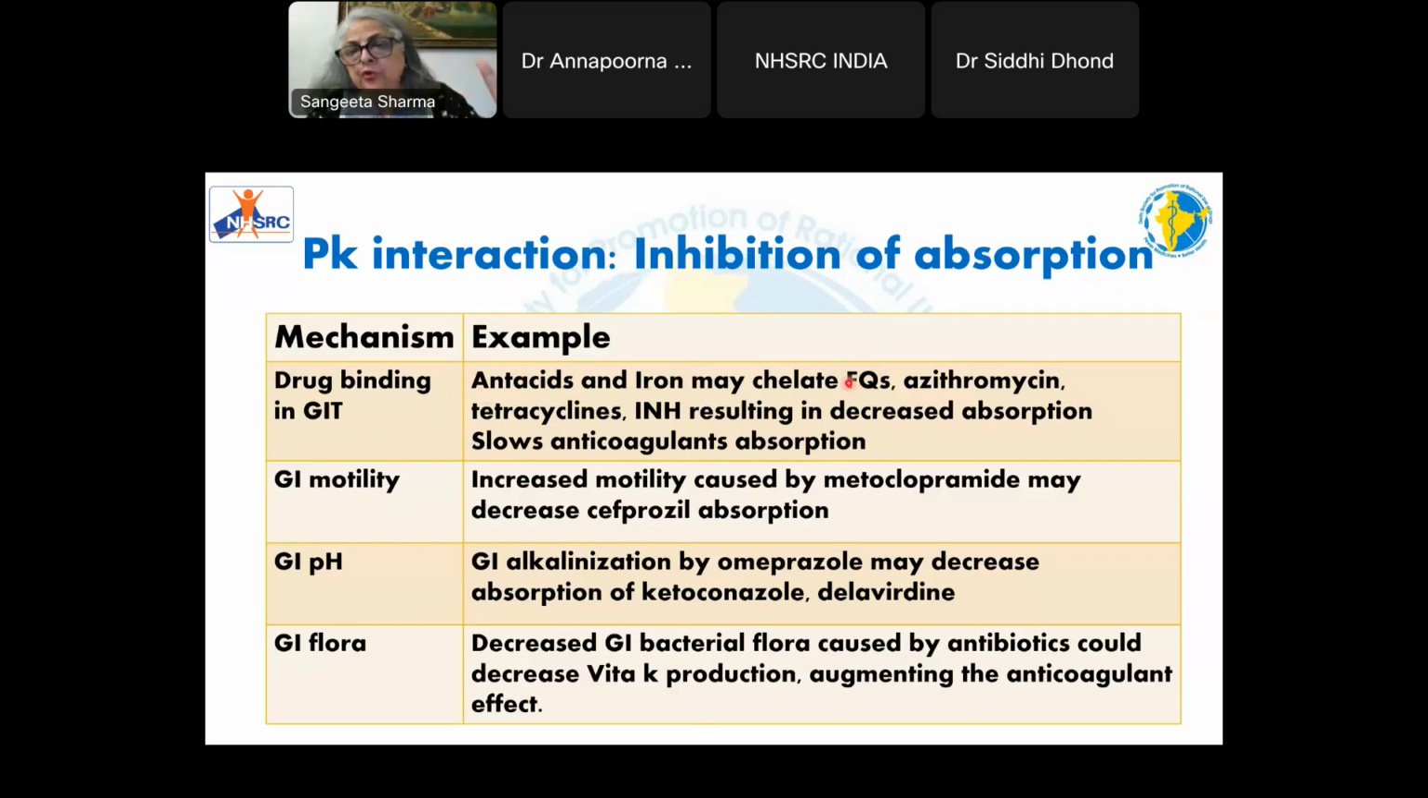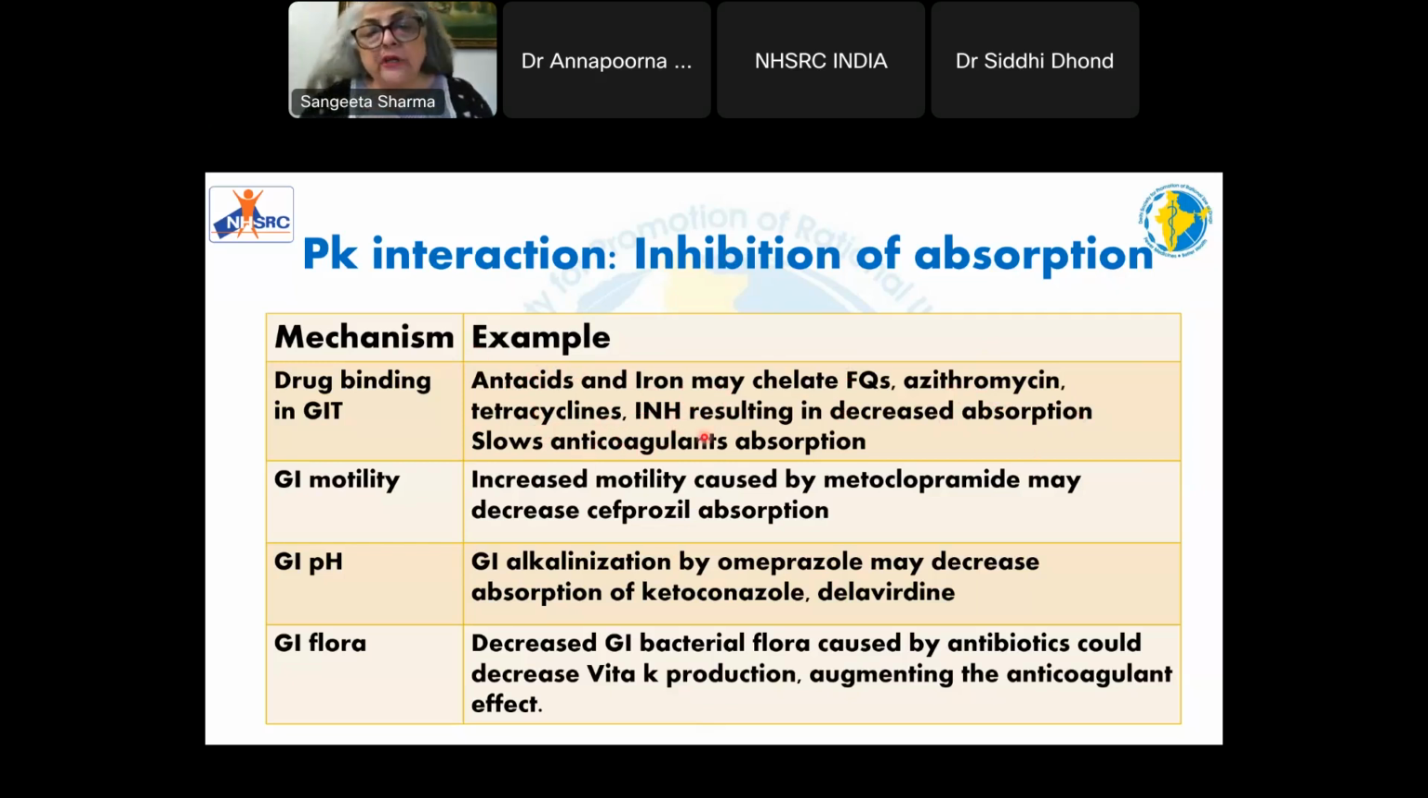You need to space these medicines. When I say don't give them together, it does not mean that you will not give iron to an anemic patient who also needs a fluoroquinolone. But how you administer makes a difference. Similarly, azithromycin interacts with antacids, iron, tetracyclines, INH. So these can result in decreased absorption.